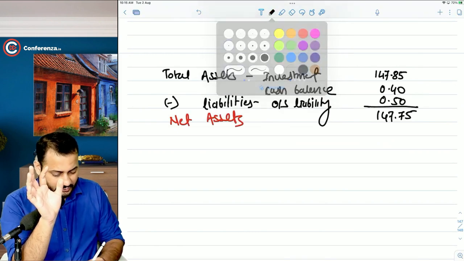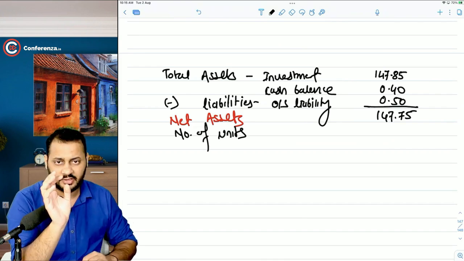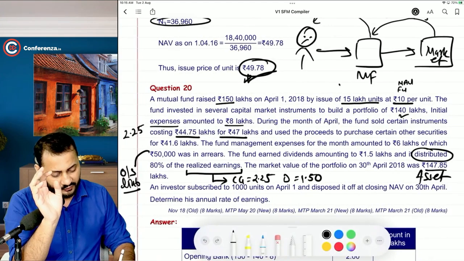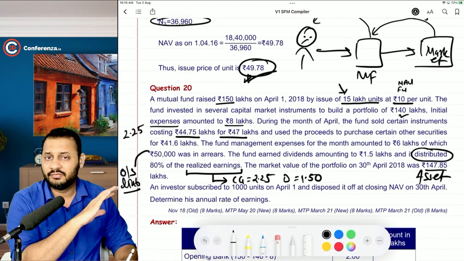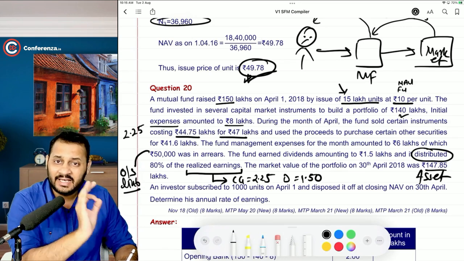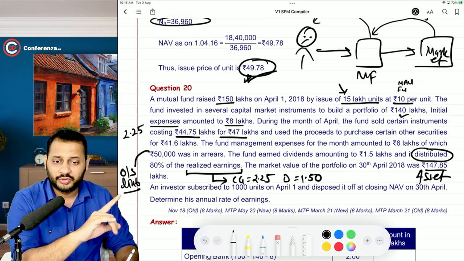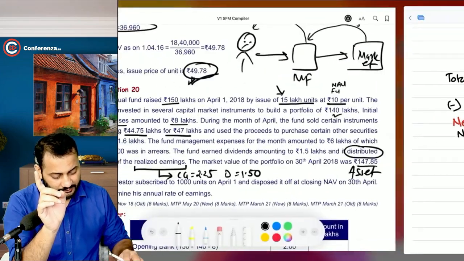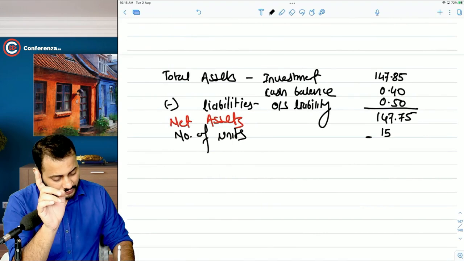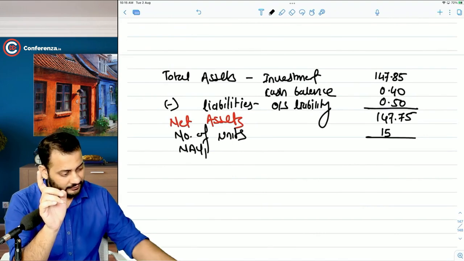Net assets divided by the number of units, closing units at that time. We had issued 15 lakhs units at the beginning, and throughout the month we have not issued anything else. So we have not issued additional units. The closing units will also be same, which will be 15 lakhs. Am I right? Okay.